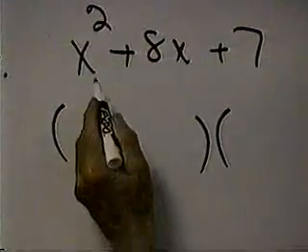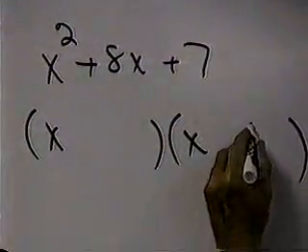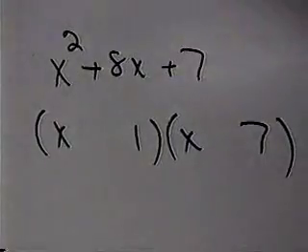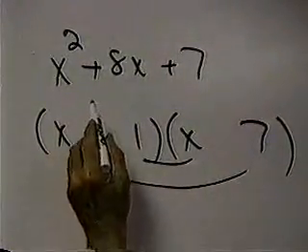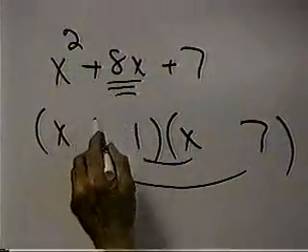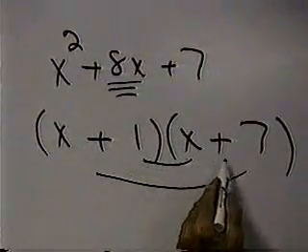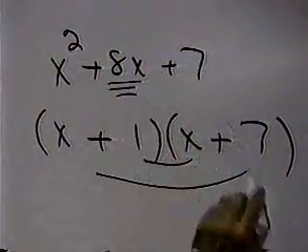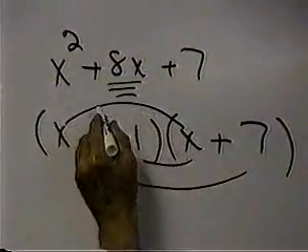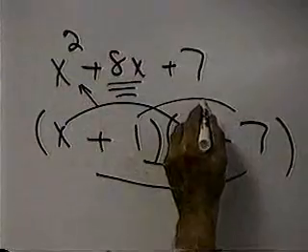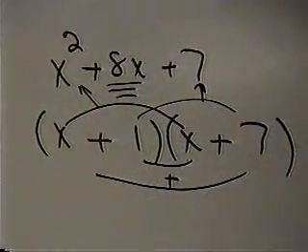Put down 2 parentheses. Factors of this, x and x. Factors of this, 7 and 1. And then this added to this must add up to the middle term. And it does. If I put a plus there and a plus there, that's a plus 1x, plus 7x, checks. Okay. So look at the FOIL method. First times the first, yes. Last times the last, yes. Inside plus outside, yes. Checks.